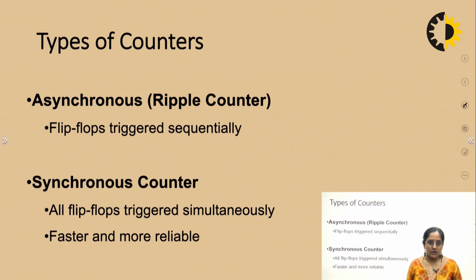But in a synchronous counter, which we are going to discuss in this lecture, all the flip-flops are triggered simultaneously, or we can say the same clock is applied to all the flip-flops. This is faster as compared to an asynchronous counter, and more reliable also. In many circuits where we need a timer or a clock, we use a synchronous counter, and mostly a mod 10 or decade counter, or BCD counter is used, because it counts from 0 to 9, and it is easy to recognize as a counter.